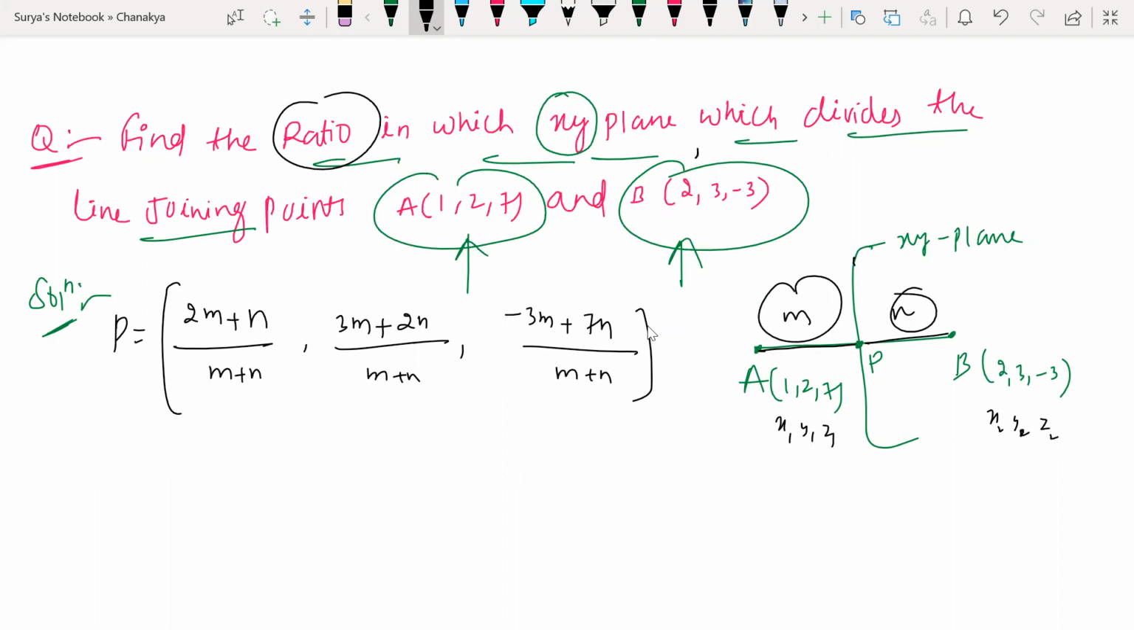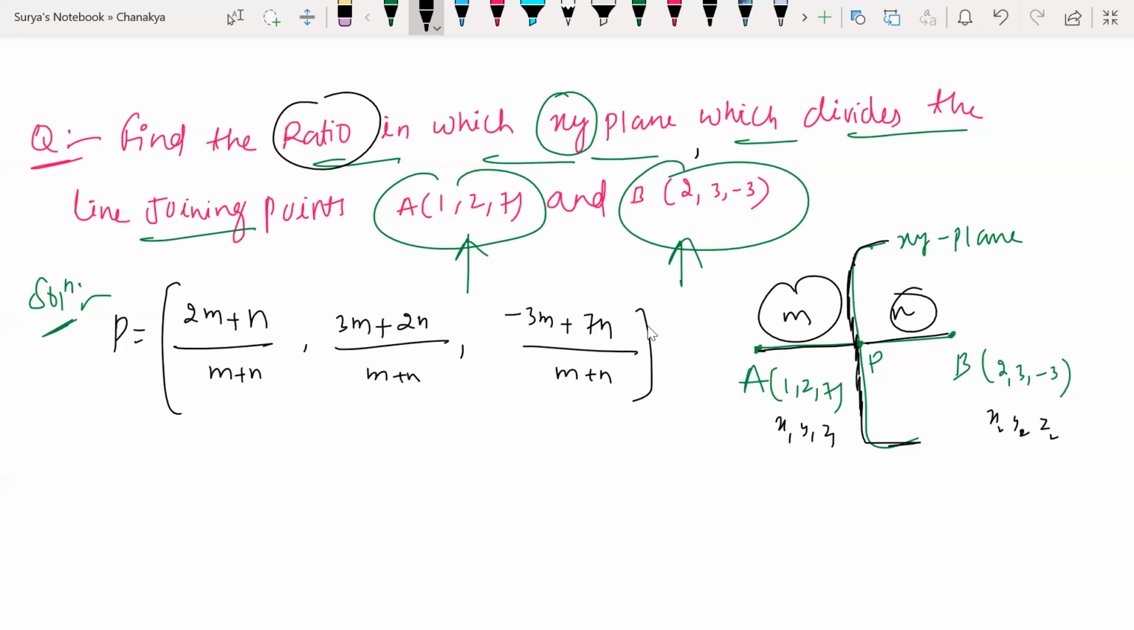Common sense, very simple. The point P is on what? The point P is on what? The XY plane. Yes, the XY plane. Then what should I do? So 0 is equal to (2m plus n) by (m plus n).